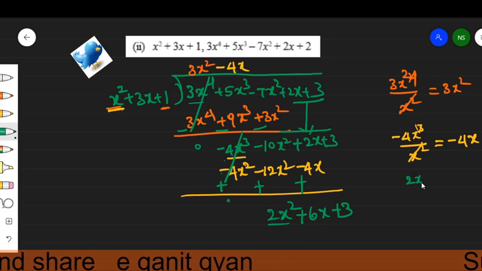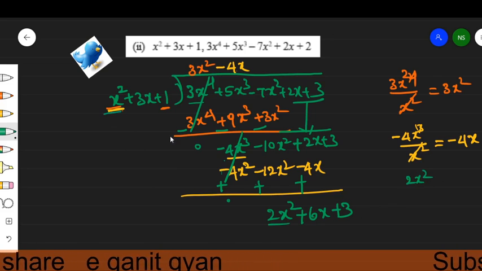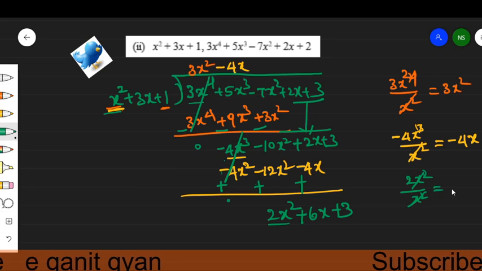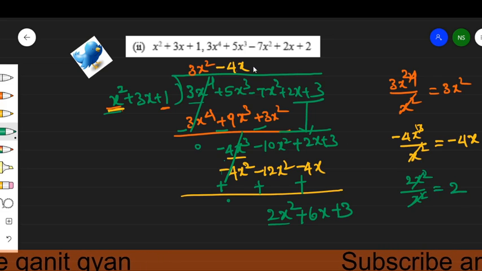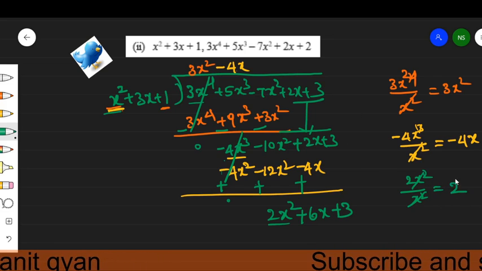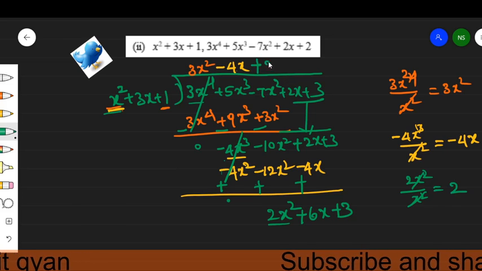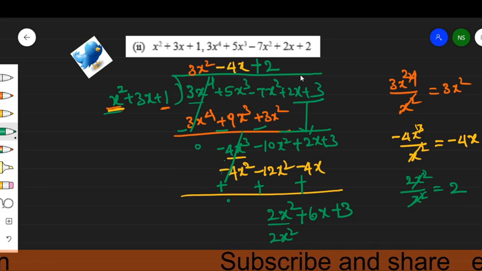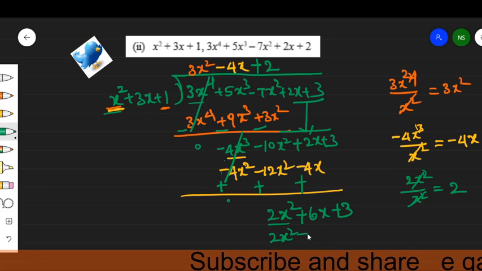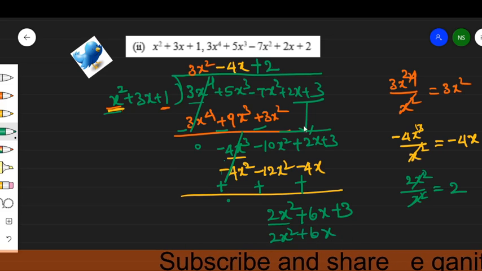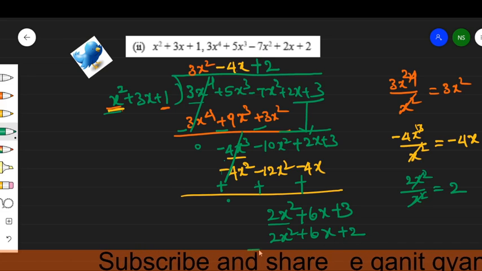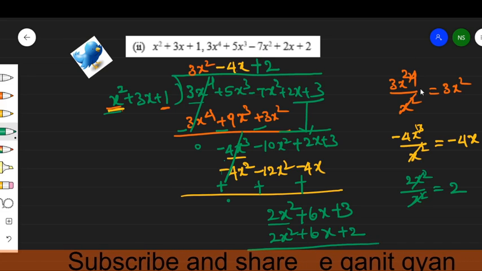Take 2x square divided by x square. These two will cancel and we will get 2 as the quotient. Write this here, plus 2. 2 into x square is 2x square. 2 into 3x is 6x. 2 into 1 is 2.